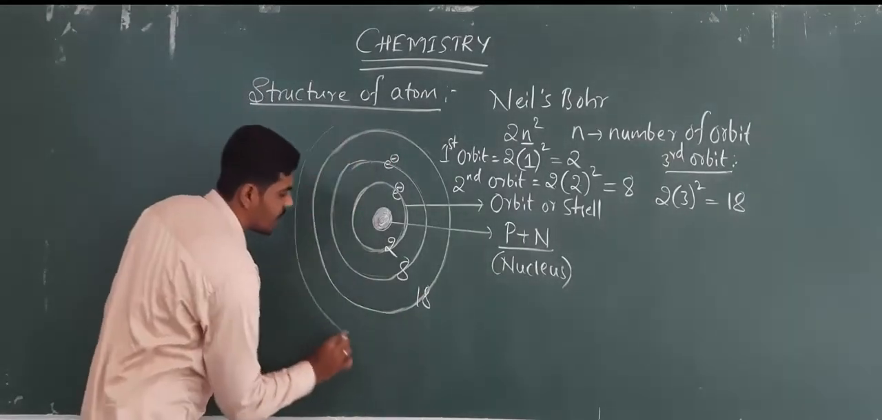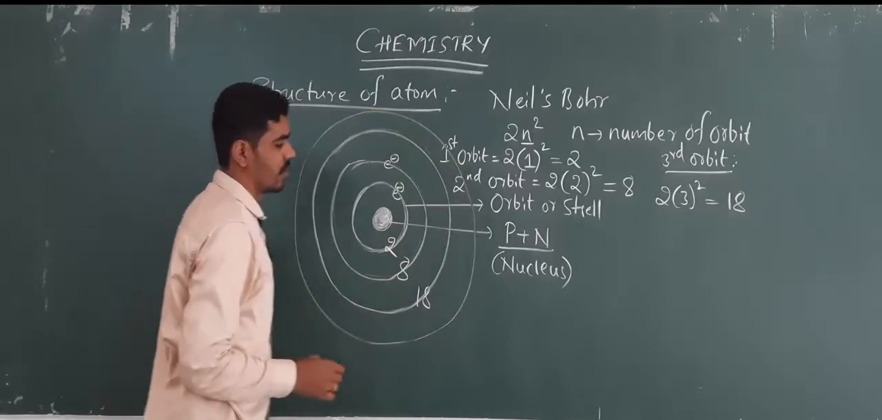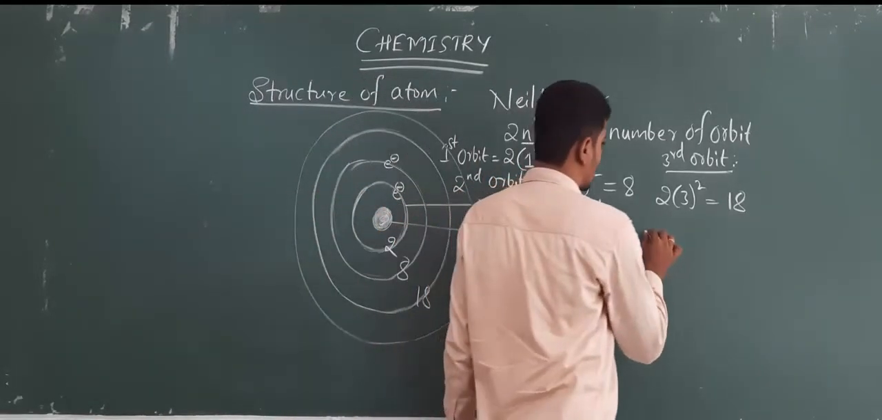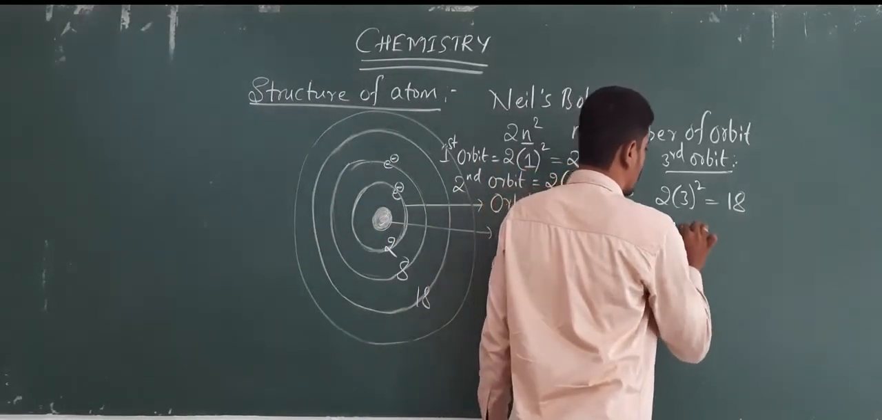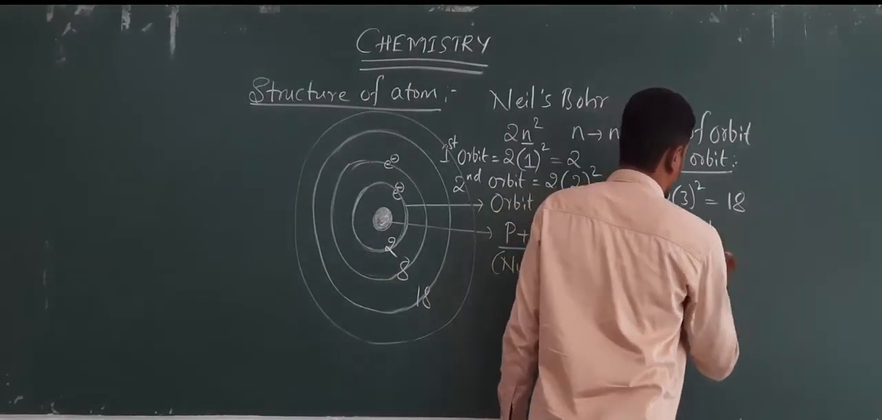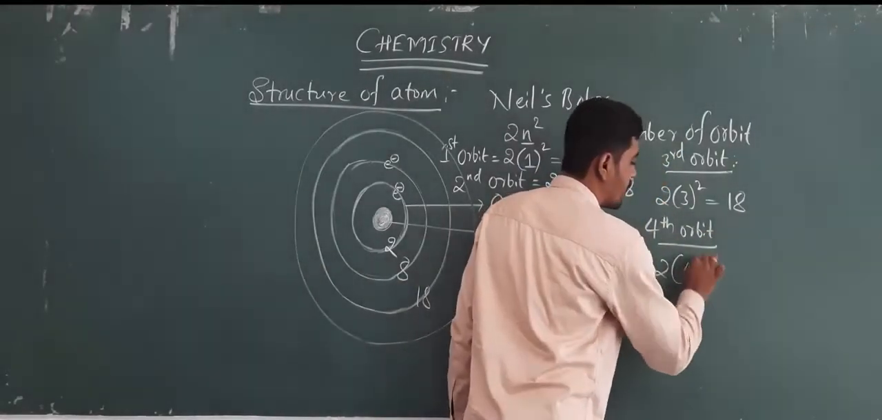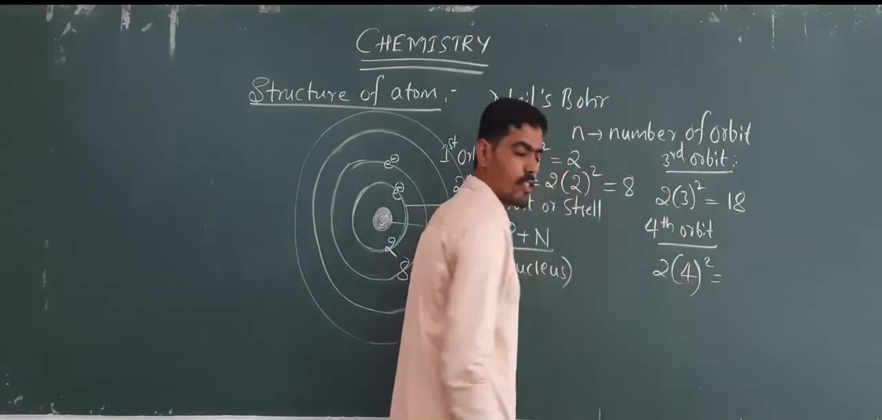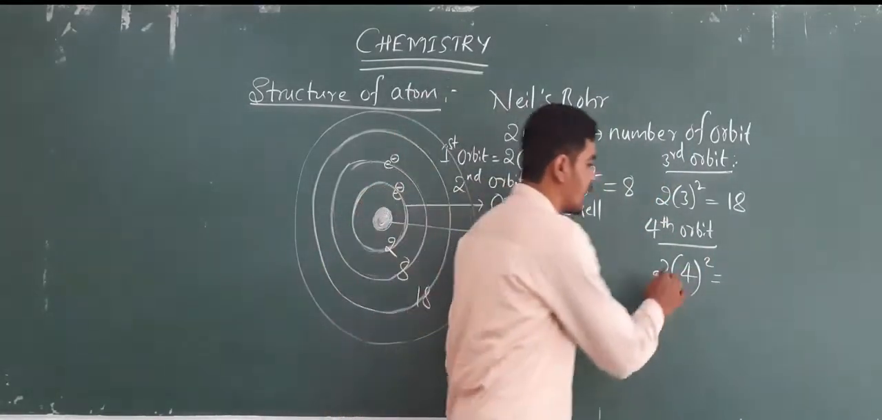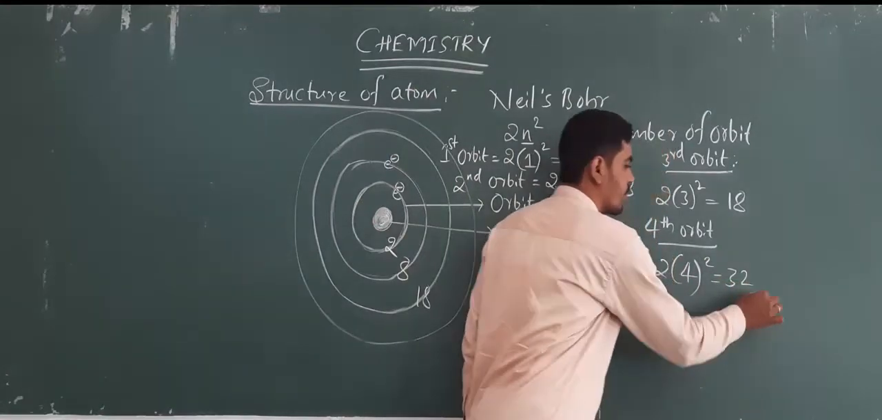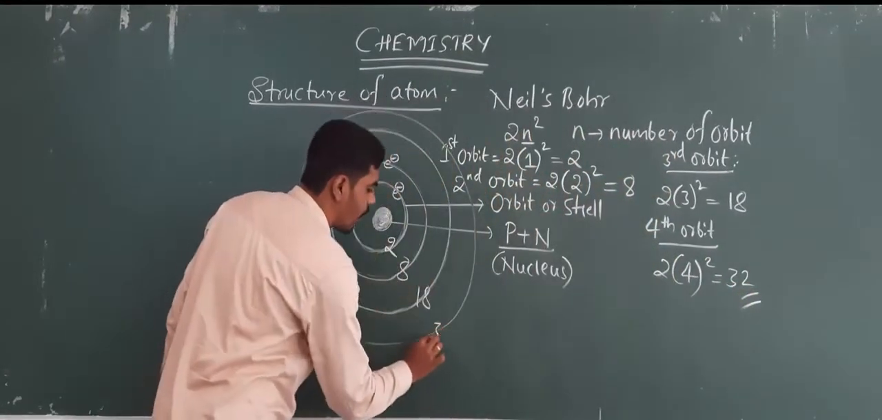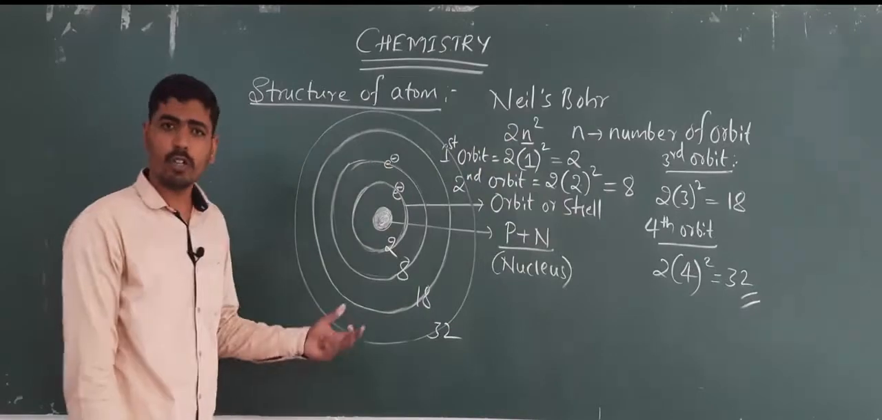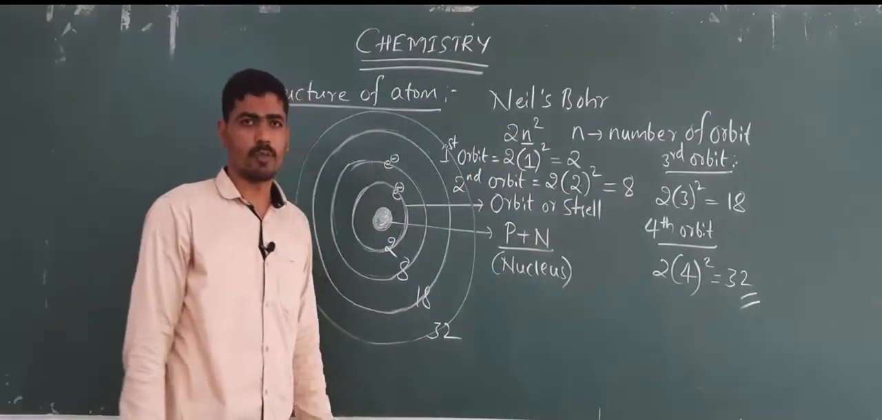And if I consider the fourth orbit, how many electrons will be present in the fourth orbit? In the fourth orbit, 2 into n, so 4 square is equal to how much? 4 square means 16. 16 into 2 is 32. Therefore, the number of electrons present in the fourth orbit is 32.